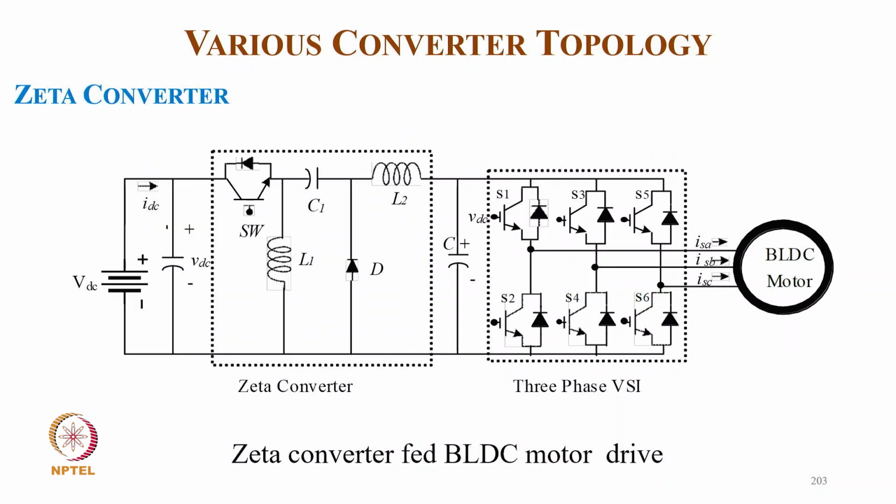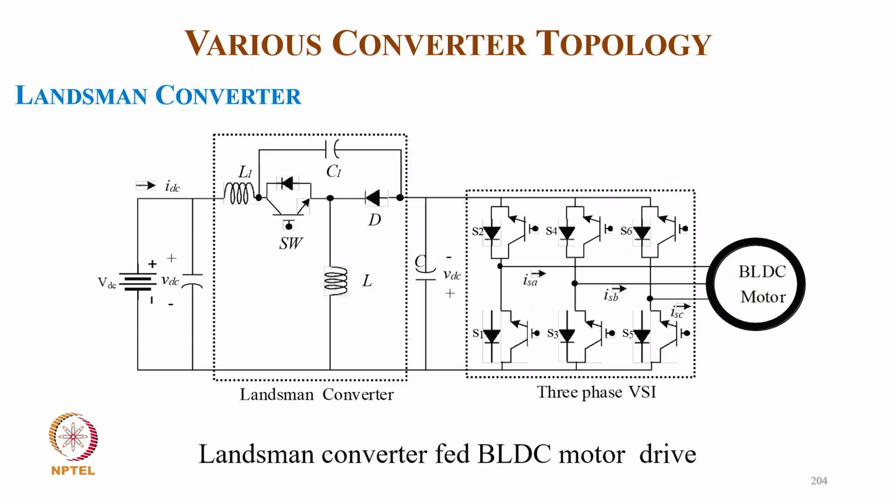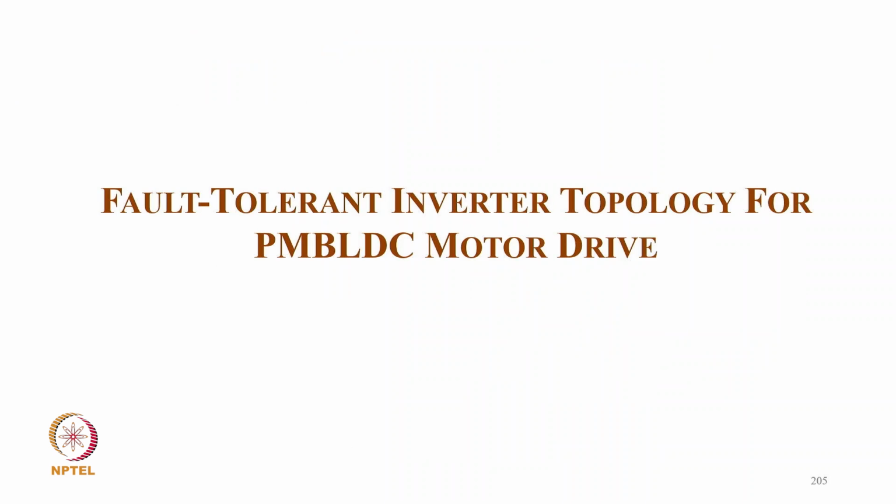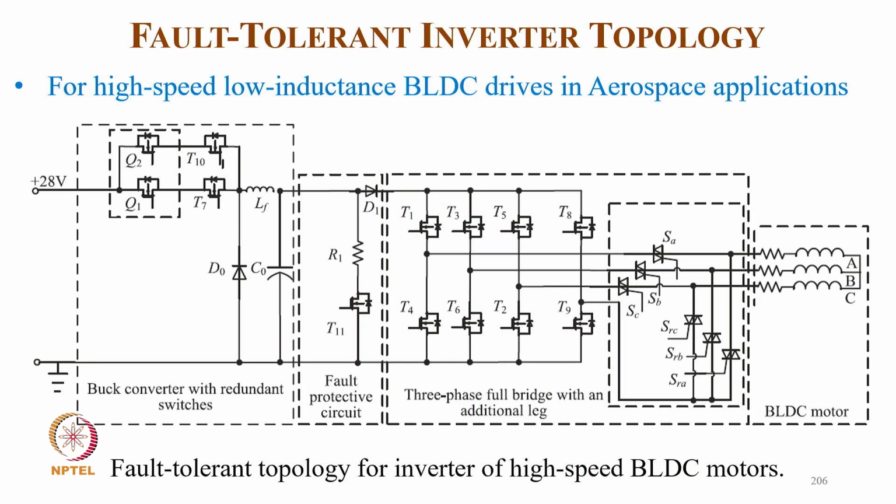Similarly for the Zeta converter also, we control the DC link voltage at the DC link of the inverter, and we use the 3-phase VSI as a PWM inverter. And this is then the Landsman converter, where the DC link voltage is controlled and the inverter works as an electronic commutator. So coming to fault tolerant inverter topology for BLDC motor type.